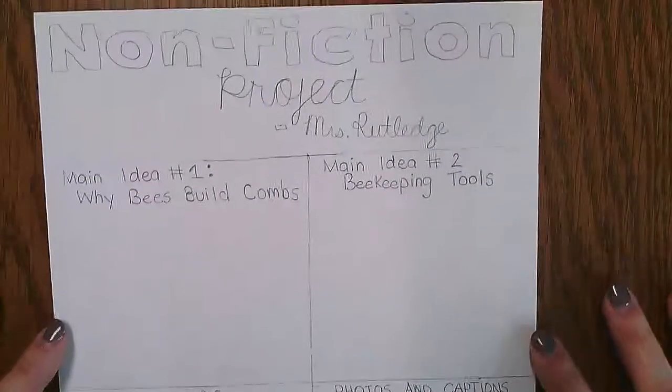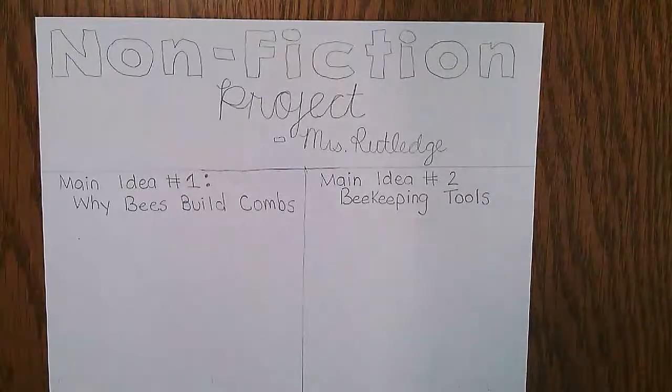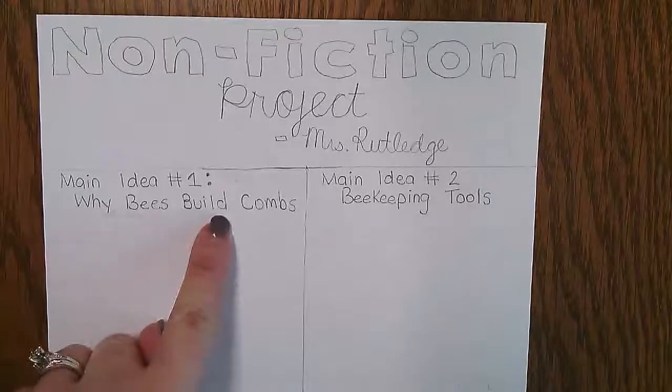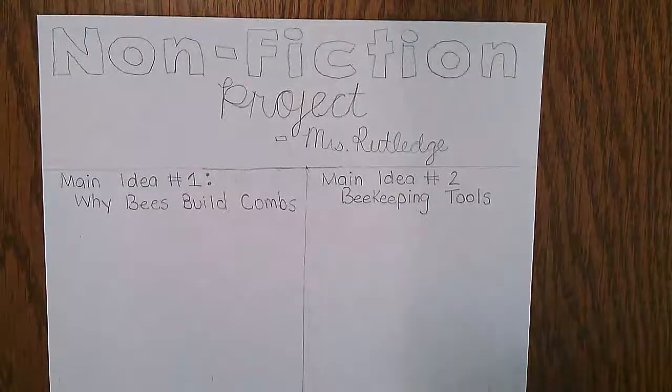So what you're going to do after you divide your poster into the different sections is you're going to first choose 2 sections of your book from the table of contents. So I chose Why Bees Build Combs and Beekeeping Tools. You're going to read that section and then find the main idea of that section. After you find the main idea, you'll write the main idea and 2 to 3 supporting details.